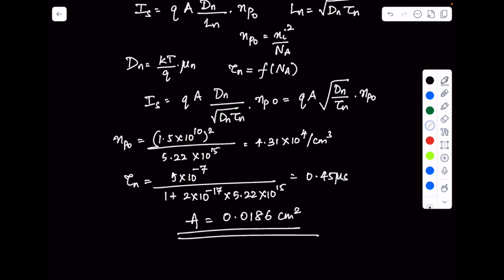So using the forward bias condition, you can get the saturation current density. Knowing the saturation current density, you can then calculate what the area needs to be because you know the doping concentration in the system.